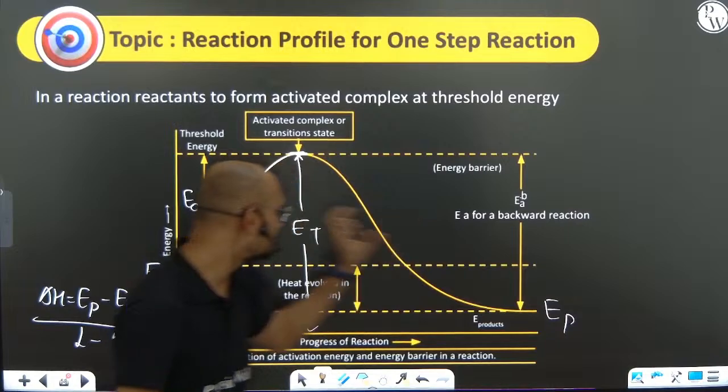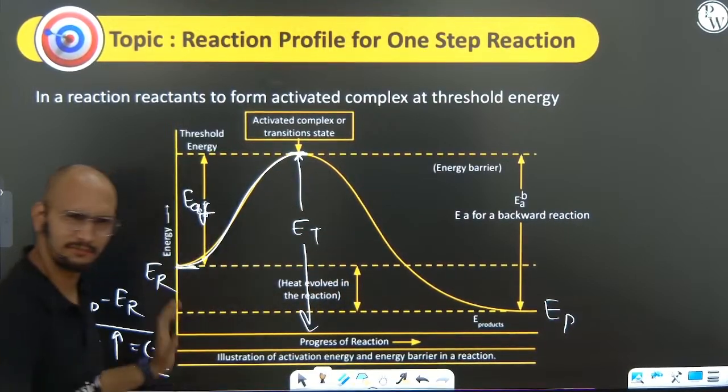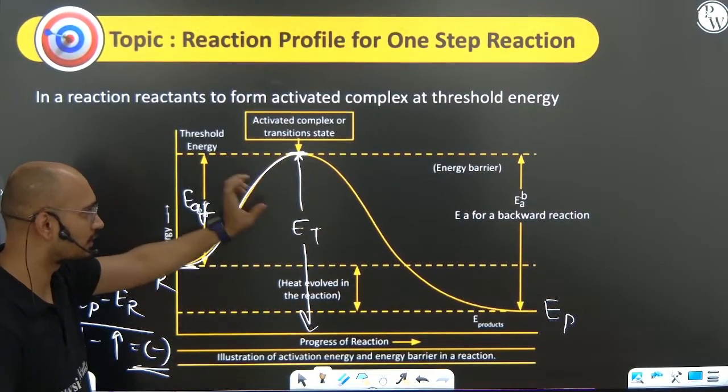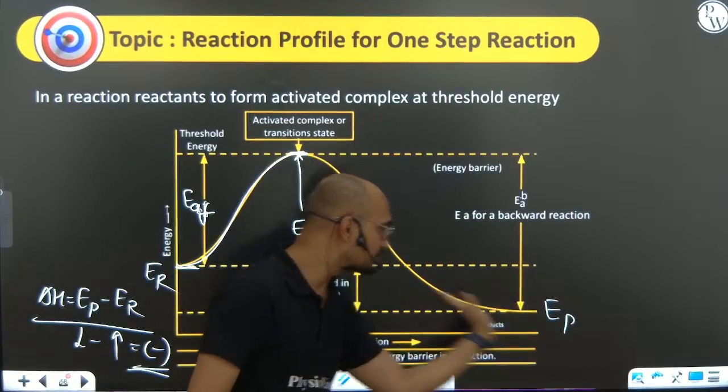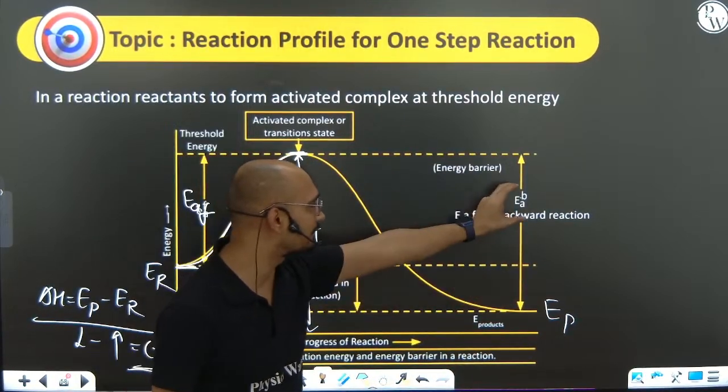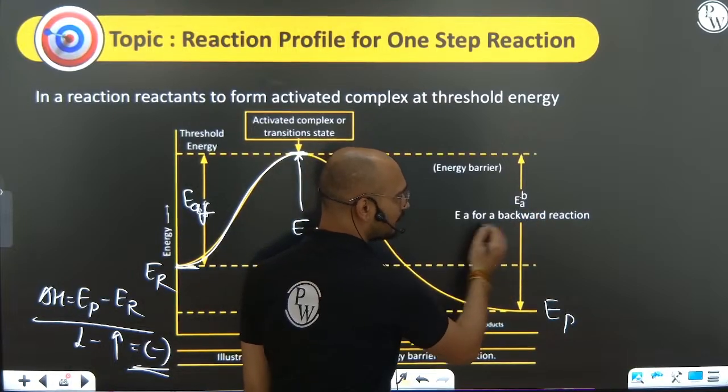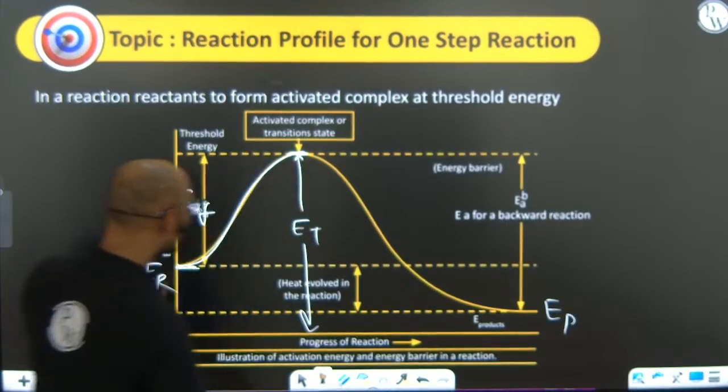ET is the energy of the product, energy of the reactant. Not a big deal. I hope you understand it. What are these things? Acha. If it tries to go in the backward direction, how much energy will it need? EA backward. That is EAB. Okay.